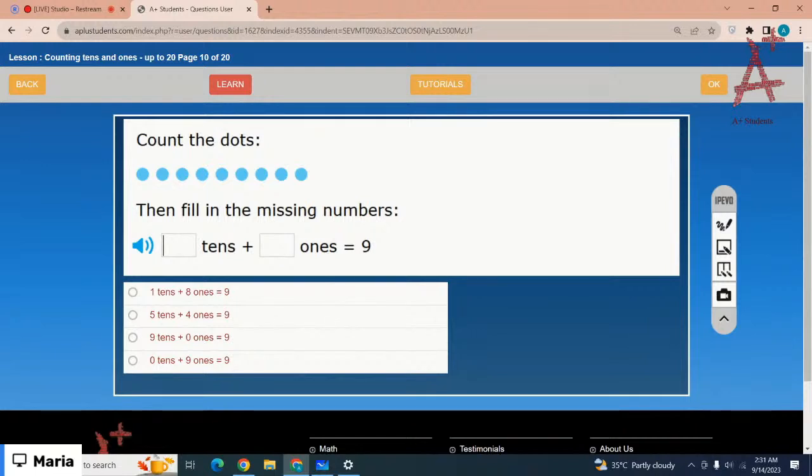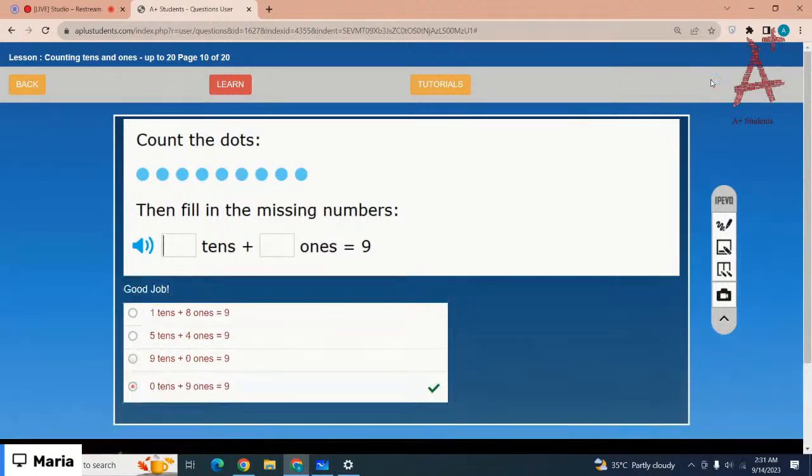The correct option is, you have 9 dots, right? And 9 is at the ones position. So the correct option is you have no tens. So it is 0 tens and 9 ones, right? So the last option is the correct one, 0 tens and 9 ones.